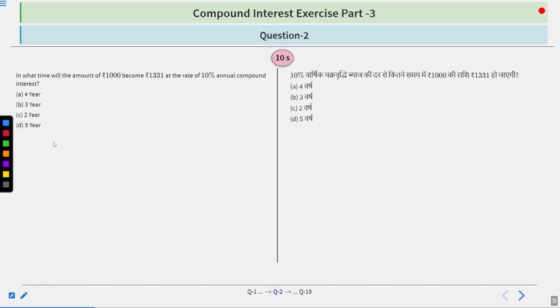Next is, in what time will the amount of rupees 1000 become rupees 1331 at the rate of 10% annual compound interest? The options are: option A 4 years, option B 3 years, option C 2 years, and option D 5 years. These are the options, and I'm giving you 10 seconds to find which option is correct. After that, I will do the solution.